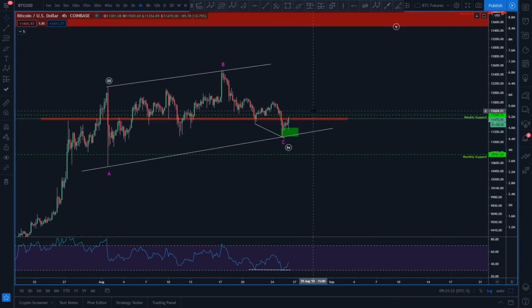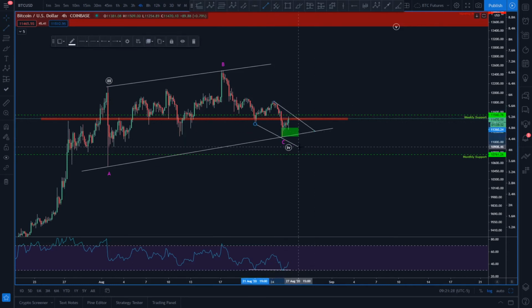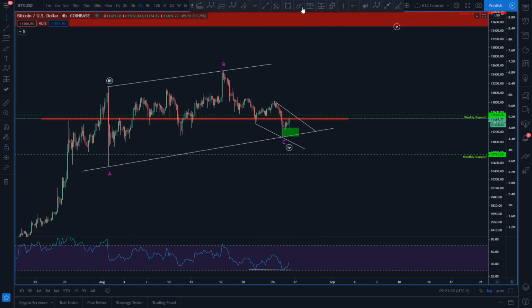If for whatever reason we don't make it out of here, what I would be looking for in that case is somewhat of an ending diagonal, where we can't get above this weekly support again, it's resistance, and we come down like this, and we have to finish some kind of diagonal before coming out of this. And so those are the two options I'm looking at right now.